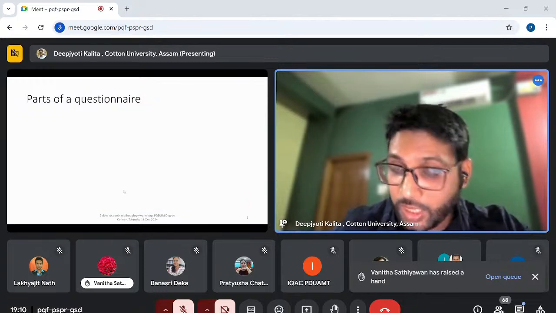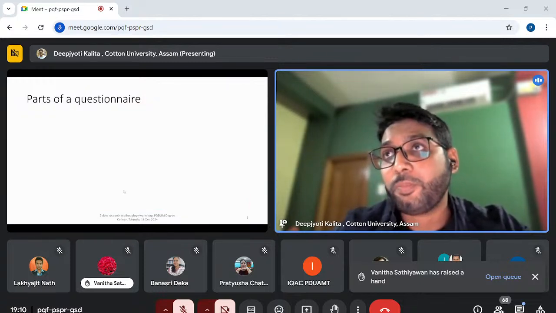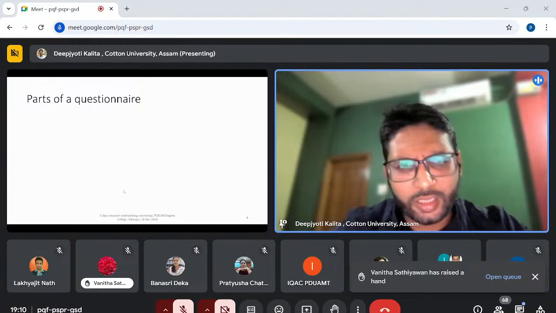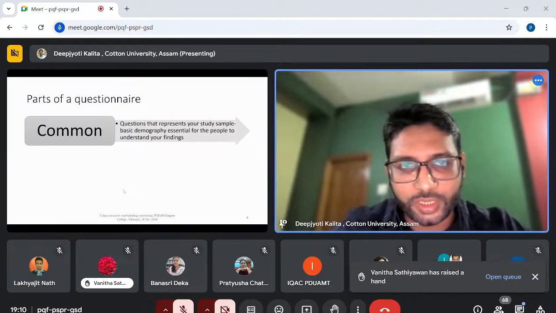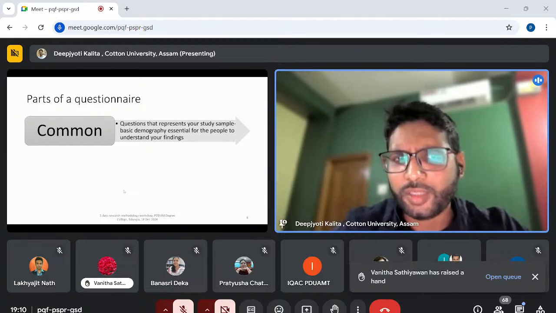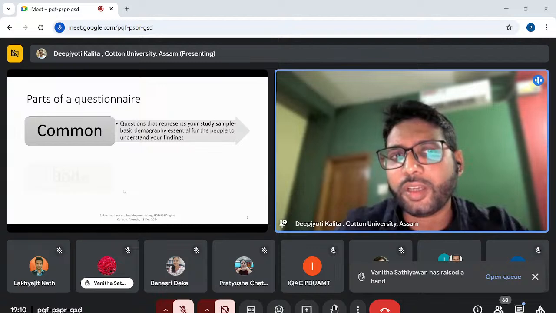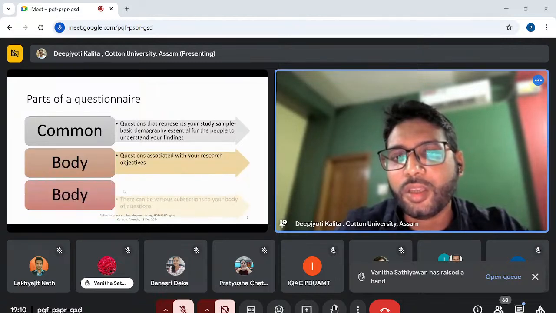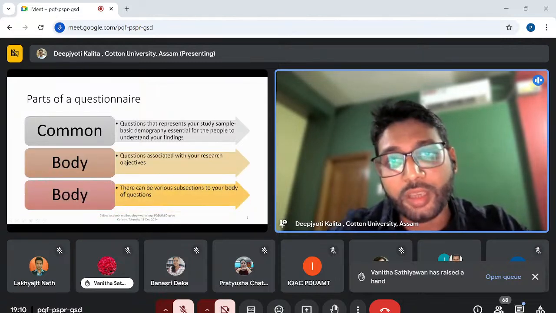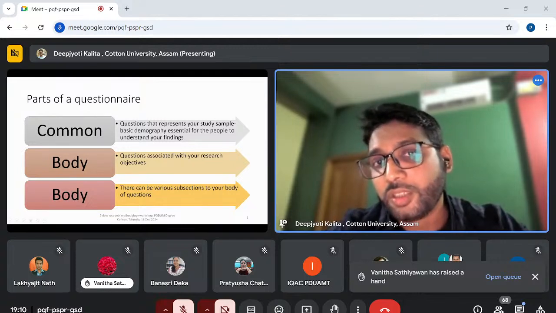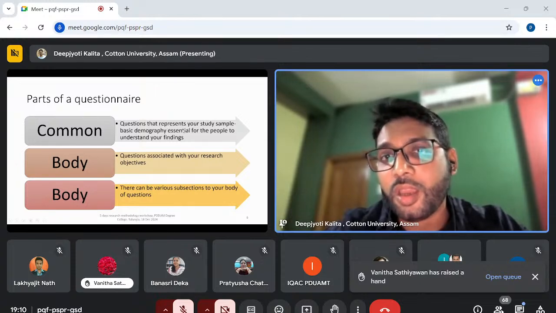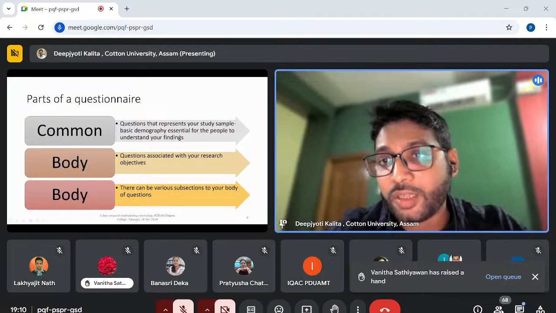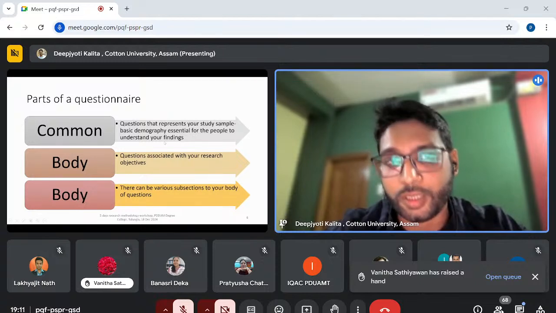And along with the dependencies, what are the various parts of the questionnaire? Whatever I'm mentioning here is not a written rule. It is a simple understanding that we can divide a questionnaire based on these 3 parts. There will be a very common part in every questionnaire. This common part will contain questions that represent your study sample. It will contain basic demography, essential for people to understand your findings.